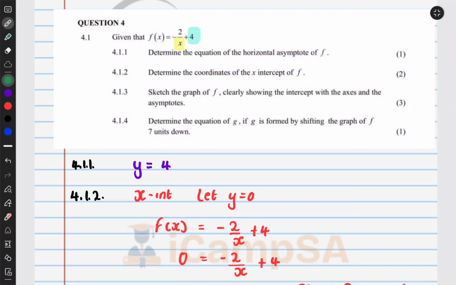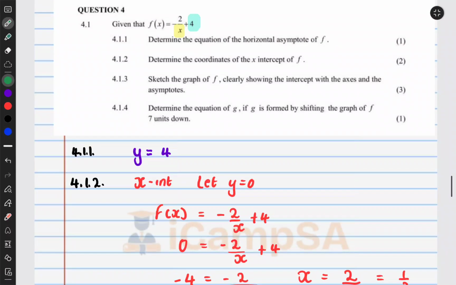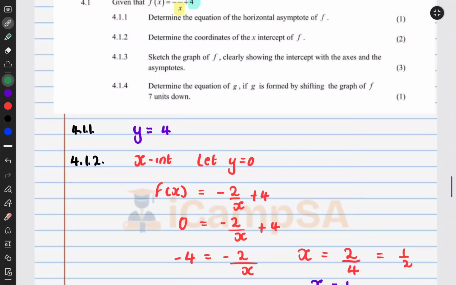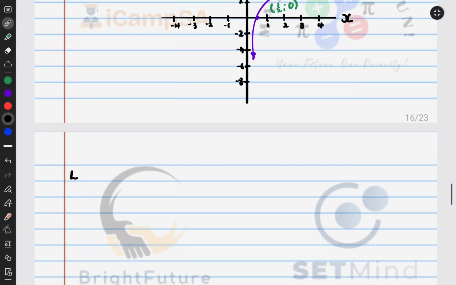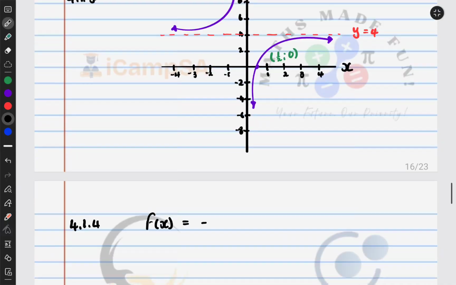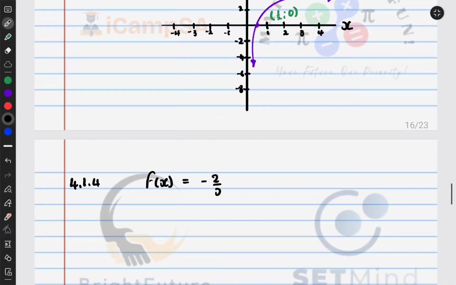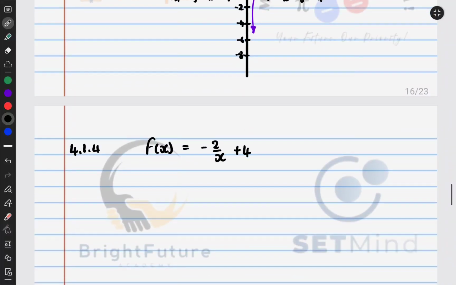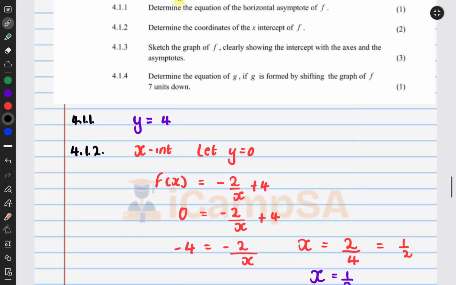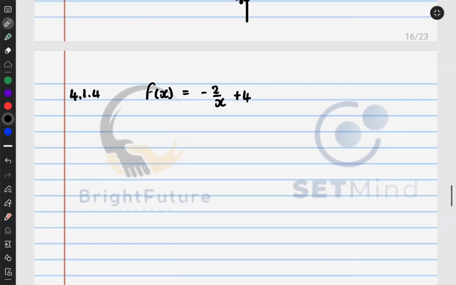Okay, and then for 4.1.4, we are asked to determine the equation of g if g is formed by shifting the graph of f 7 units downward. So let's start by writing the graph of f is equal to negative 2 over x plus 4, and then the graph of g is formed by shifting the graph of f 7 units downwards.